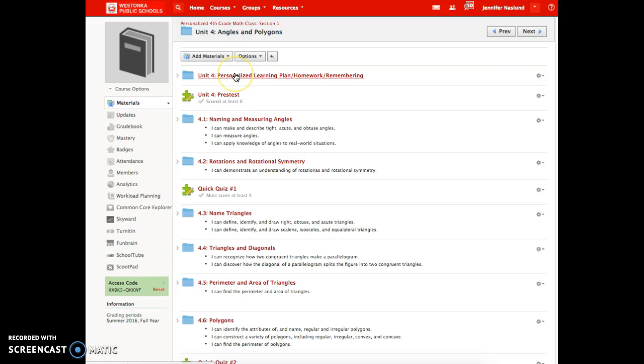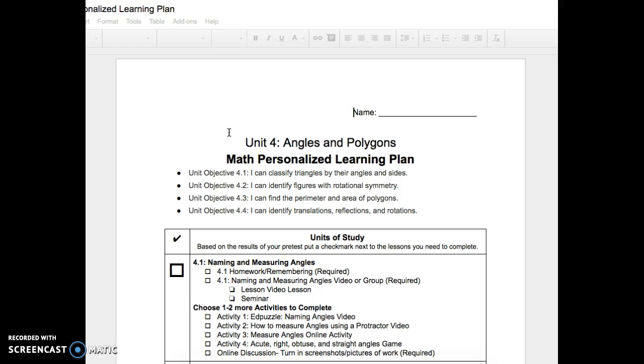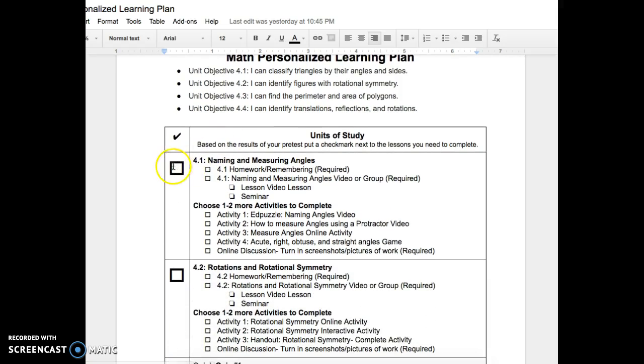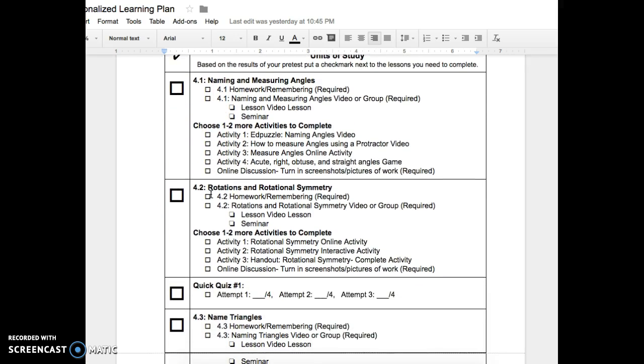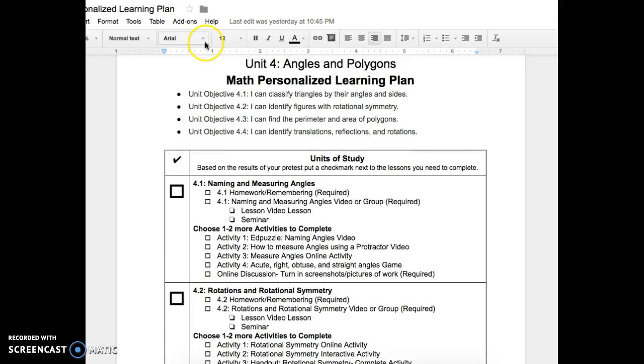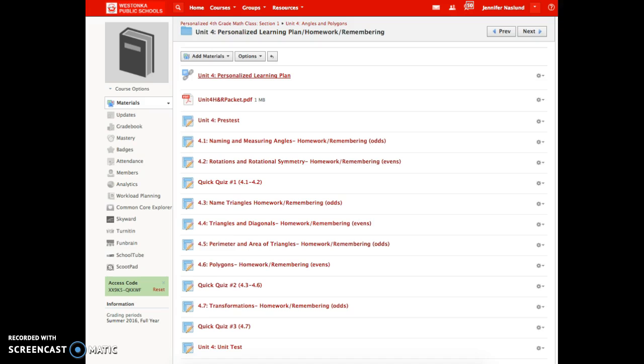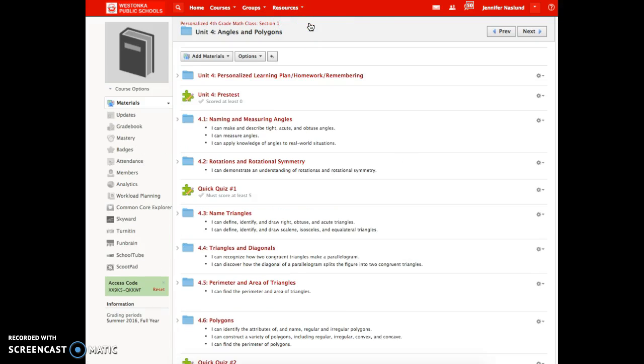And the kids would record which lessons they need to do in their learning plan. I'll show you an example of our learning plan here. So let's say that they got 4.1 wrong. They would have to click it, and then they know that they need to do that unit of study. But let's say they get 4.2 correct, then they don't need to do that lesson because they got both questions on the pretest correct on that particular lesson.